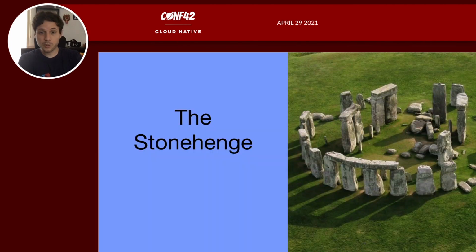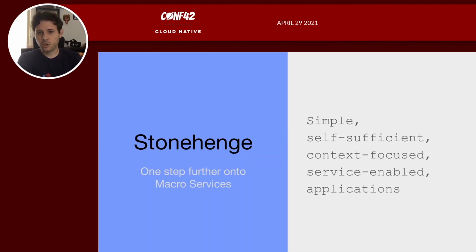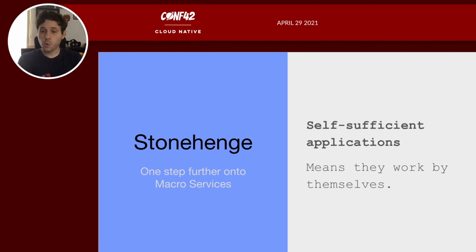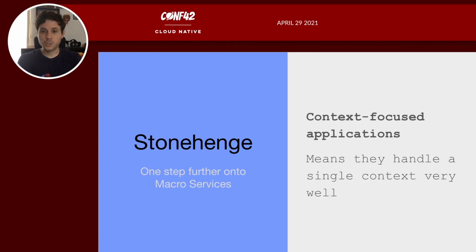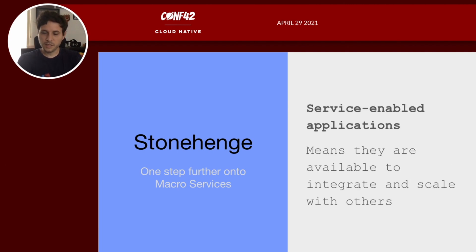So the Stonehenge is a distributed system strategy, just like the others. We call it one step further into the microservices. So it's a simple, self-sufficient, context-focused, service-enabled application. The difference here is that we don't think about services only. We're thinking about applications. They are self-sufficient because they work by themselves. They don't need the other applications to do their job. They are context-focused, which means they can handle that focus very, very well. And they are service-enabled, which means that other applications can integrate with them so they can scale, but they don't need them. They can work by themselves.